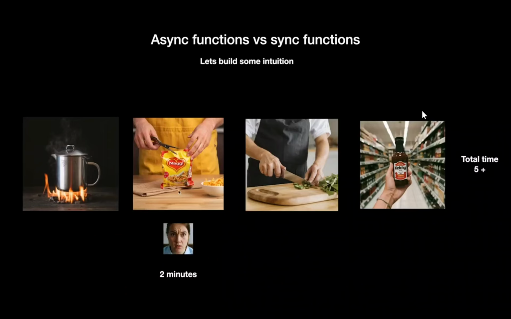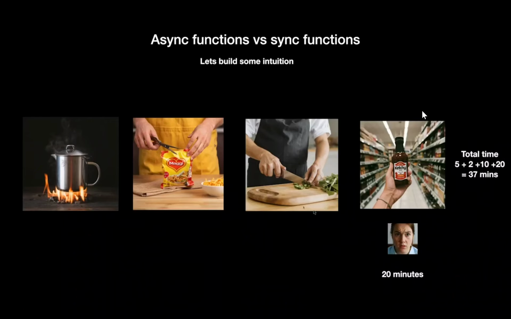Once that is done, she goes here and starts to cut the Maggi packet. Let's say it takes her 2 minutes to cut the Maggi packet. The total time by now is 5 plus 2 equal to 7 minutes that she has spent trying to make Maggi. Then she goes here, tries to cut vegetables. That takes her another 10 minutes. And lastly, she goes to the shop, tries to get a packet of ketchup and comes back home. Total time taken 37 minutes.